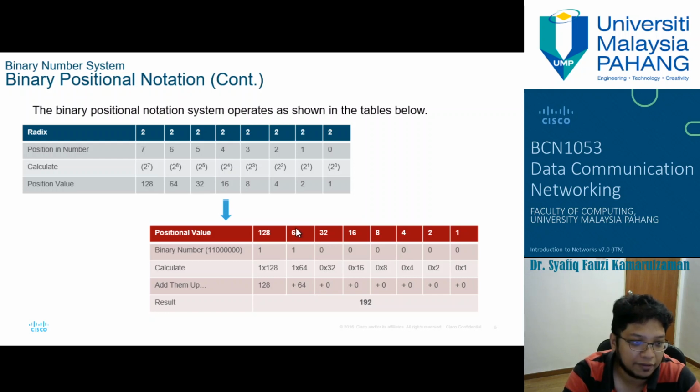If you have, for example, a binary number of 11000000, it works similarly: each bit value is multiplied by 2 power of 0, 2 power of 1, 2 power of 2, up until 2 power of 7. Then you total it, and you will get the value of the binary in decimal.